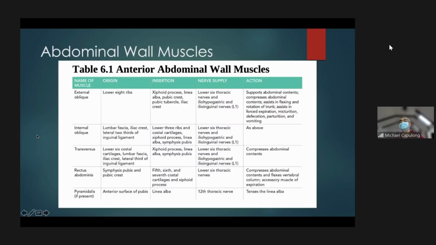So in summary, let me direct your attention to the table in your textbook showing the important points insofar as the anterior abdominal wall muscles are concerned. They will differ only as to their origin and insertion, but by action, as I've mentioned, they are accessory respiratory muscles. They aid in respiration, helping your diaphragm in the process. Nerve innervation is pretty much the same. Usually they are innervated by your lower six thoracic nerves and in part by your iliohypogastric and ilioinguinal nerves.